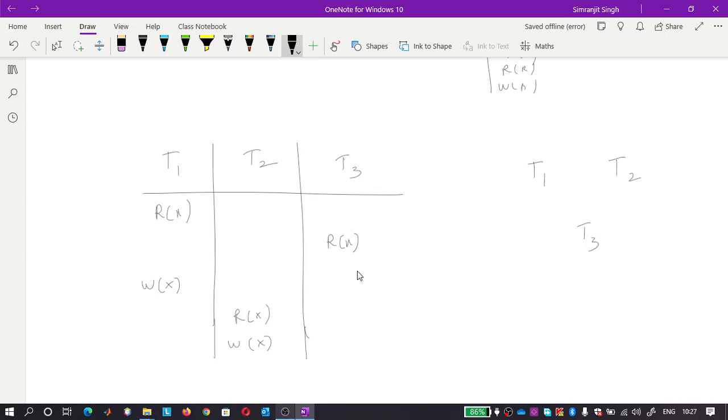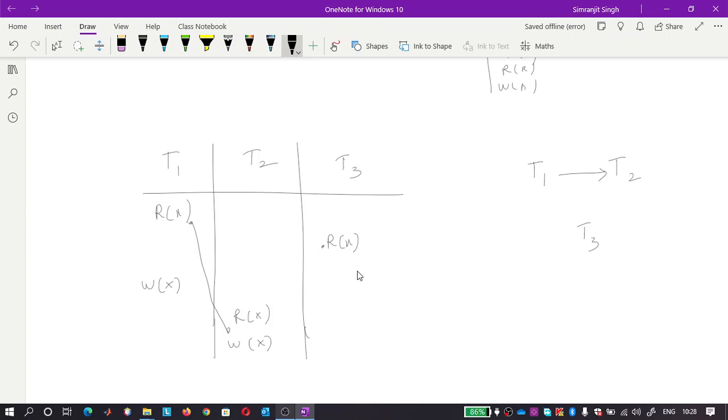Now Rx to Rx is not a conflict. Rx to Wx is a conflict, so you can write a T1 to T2 arrow. Move on towards the next transaction in time. Don't go right directly here, just move on to the next transaction in time. So here you interleave towards T3, so I'm going towards T3.